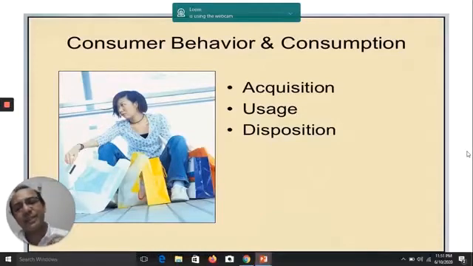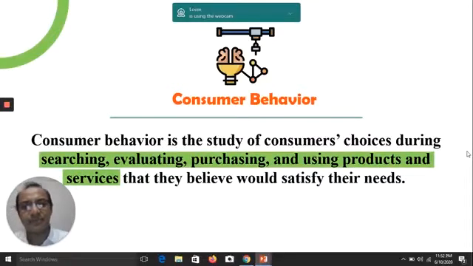So the elements of consumption show us the study of consumer behavior. We have to get the products, then we have to use them. So all the things relating to use, all the things related to acquisition, and all the things related to disposition, that is how we get rid of the product which we have used or are using. These are the three elements which make up consumption. Let us see, what do we mean by consumer behavior? Behavior means responses.